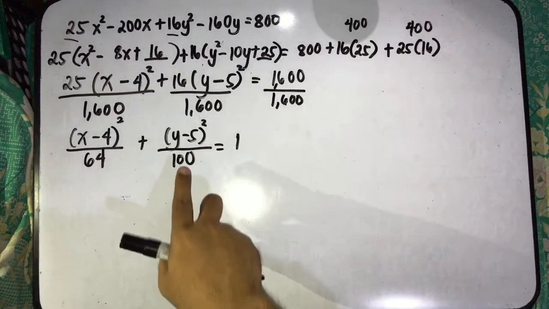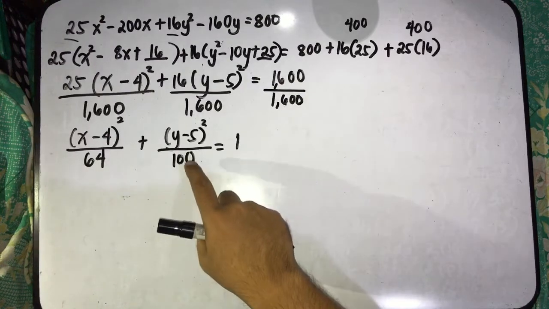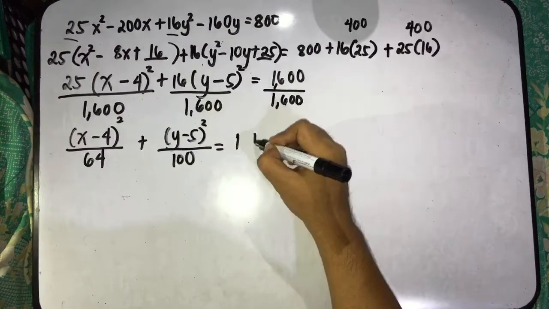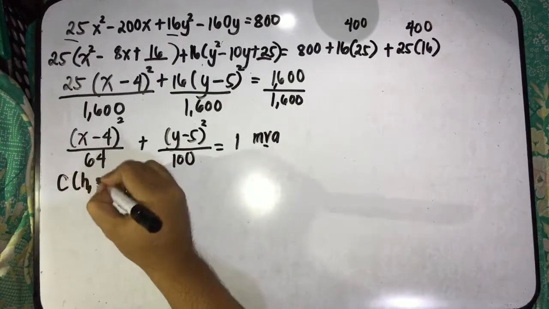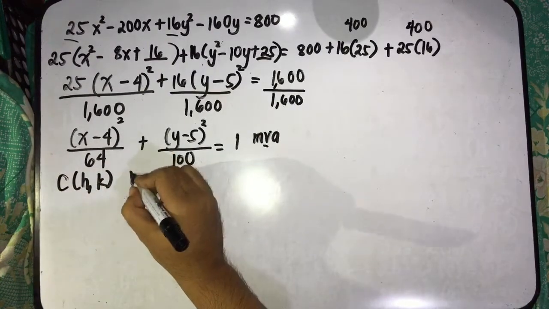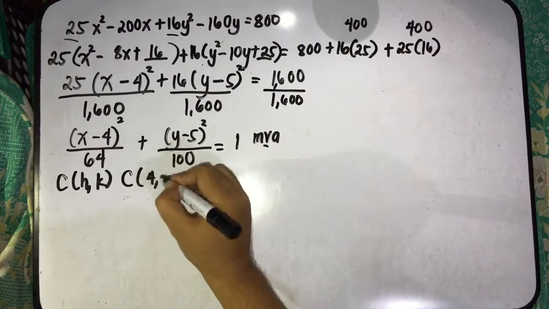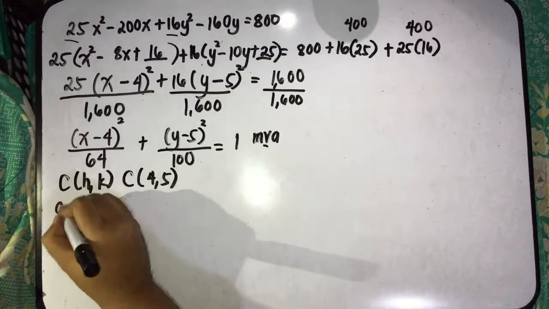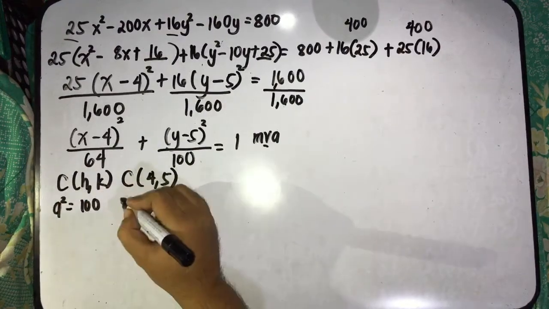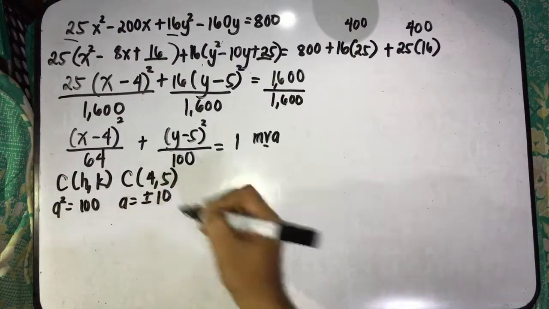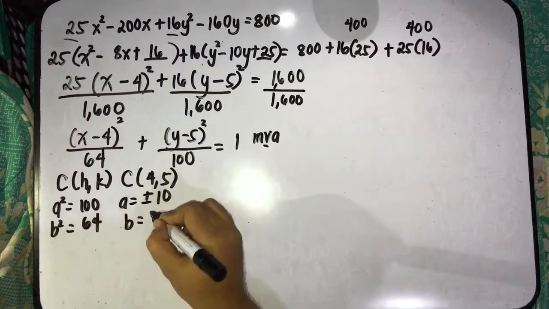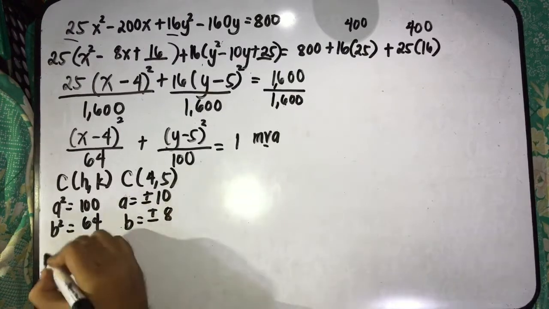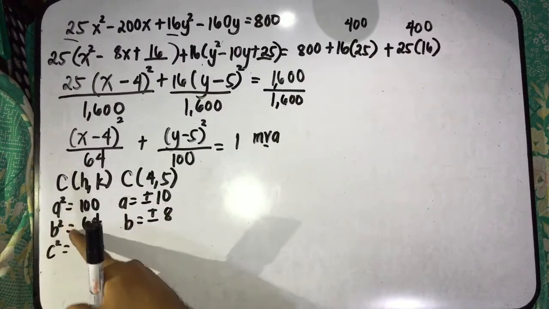Okay. 100 is greater than 64 at yung kasama ni 100 ay si y. Therefore, major vertical axis. Where is the center? The center is located at HK. Therefore, the center will be at positive 4 and positive 5. What is a squared? A squared is 100. Therefore, a is plus minus 10. Where is b squared? B squared is located at 64. And b now is plus minus 8. C squared. C squared is a squared minus b squared.